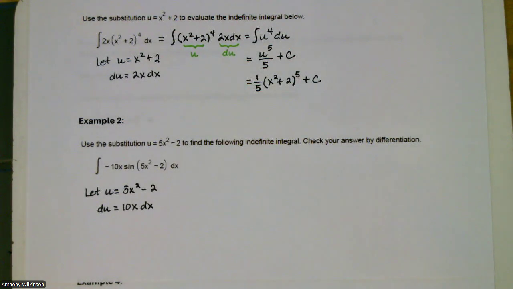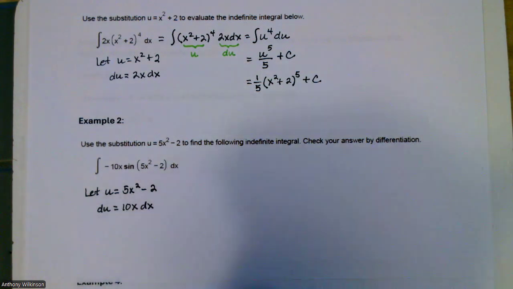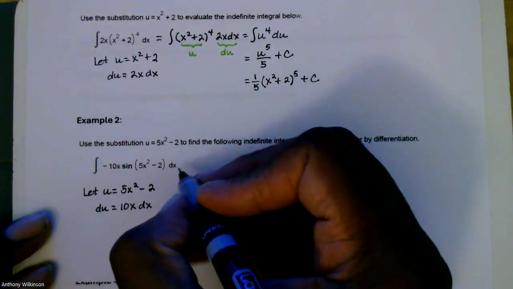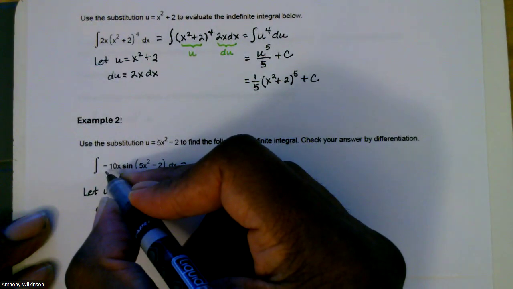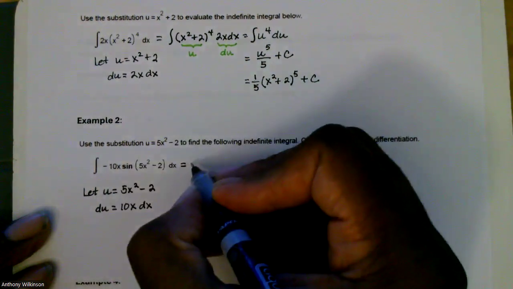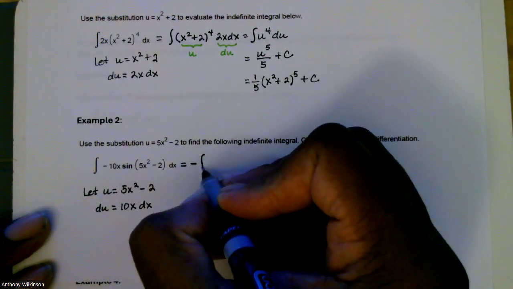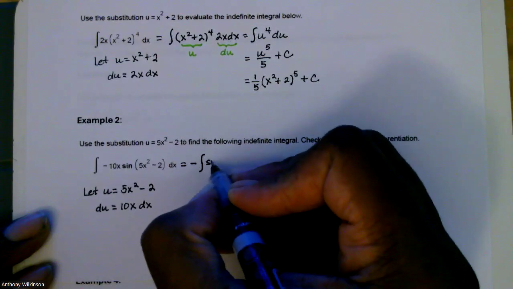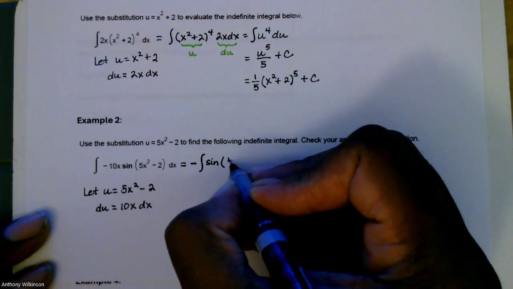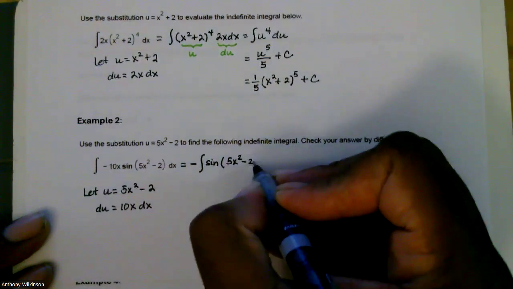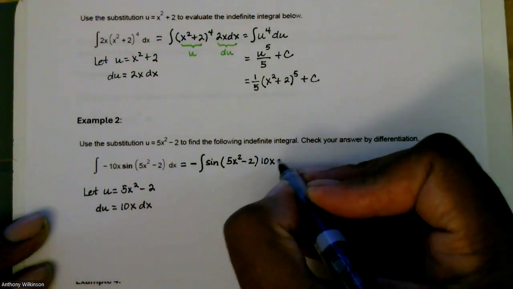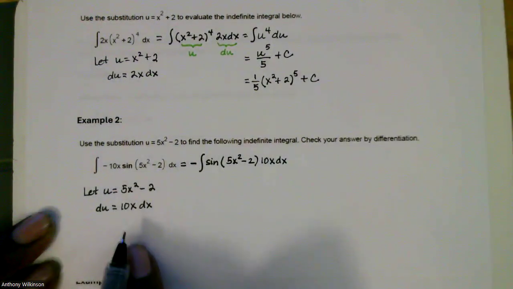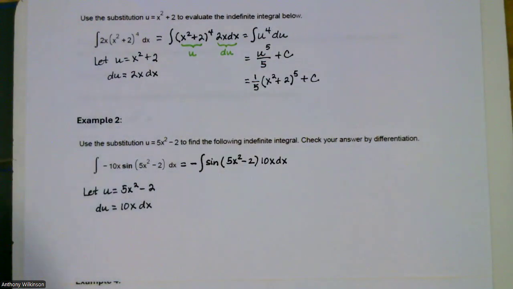So here we have to write that as a differential. All right, so now let me rewrite this first. That negative sign, I can pull that out in front. So I have a negative in front times the integral of sine of 5x squared minus 2. That's going to be multiplied by 10x dx, which is exactly what I have here for du.